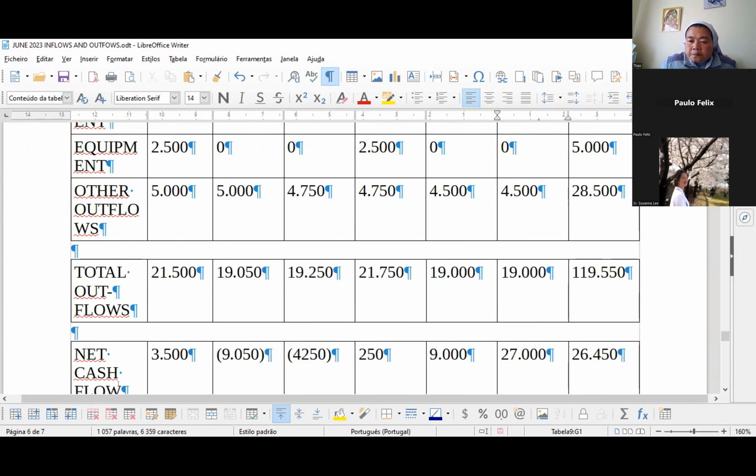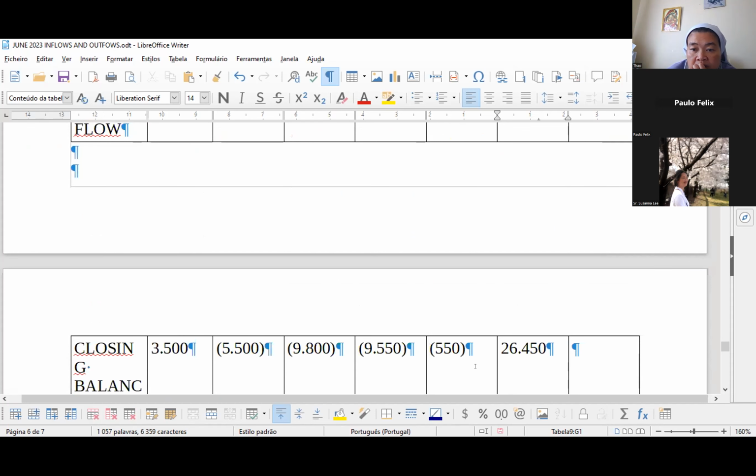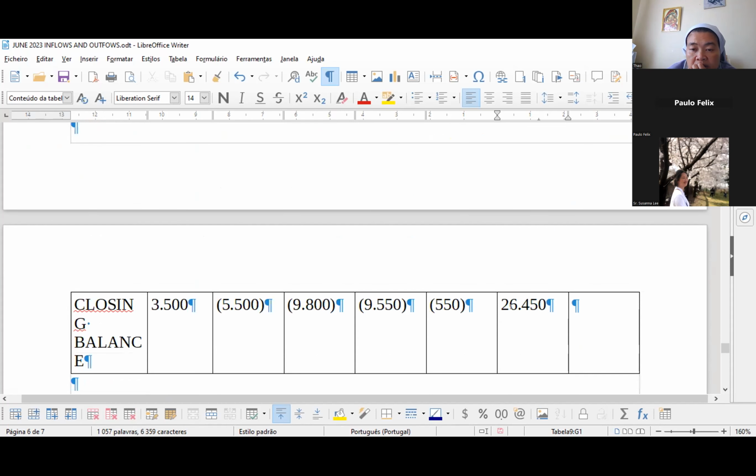So the total net cash at the end of June is 26,450 rands, which agrees with the closing balance of 26,450.